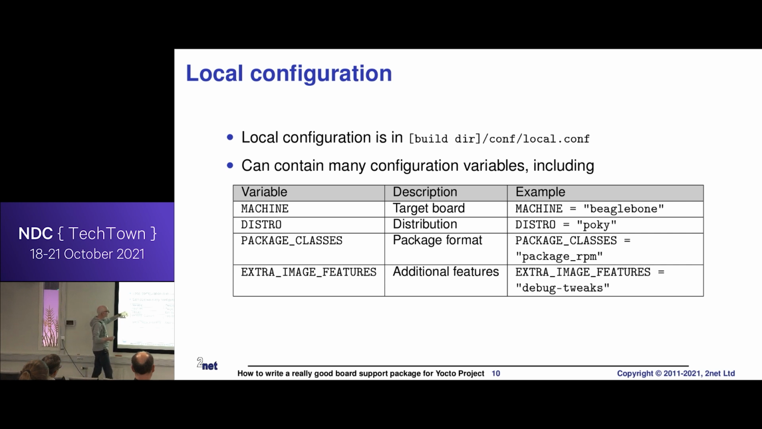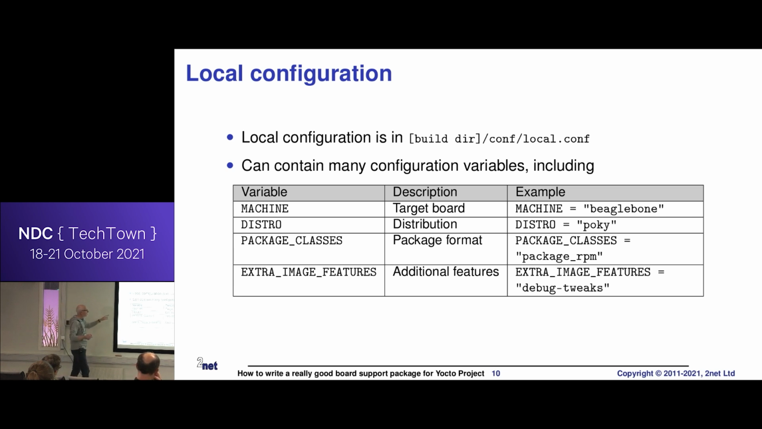Typically, you'll put things in here like MACHINE equals something or other. So if I'm building for a BeagleBone, I specify BeagleBone. If I'm building for a Raspberry Pi, I put Raspberry Pi. So that actually is the board support package. So this is the bit we're going to be talking about, is what do we mean by BeagleBone or Raspberry Pi? What does that point to?